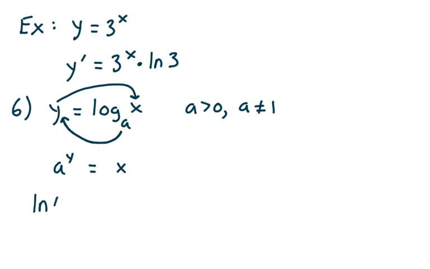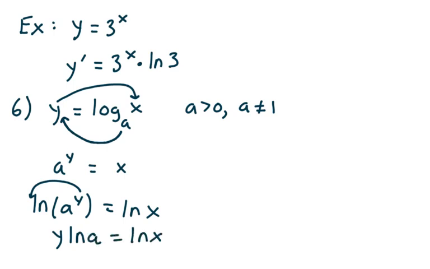Now I can take the natural log of both sides. So natural log of a to the y is equal to natural log of x, right? Now I can move the y out in front of the natural log. So y natural log of a equals natural log of x. But if I solve for y, I get natural log of x divided by the natural log of a. That allows me to take y prime.